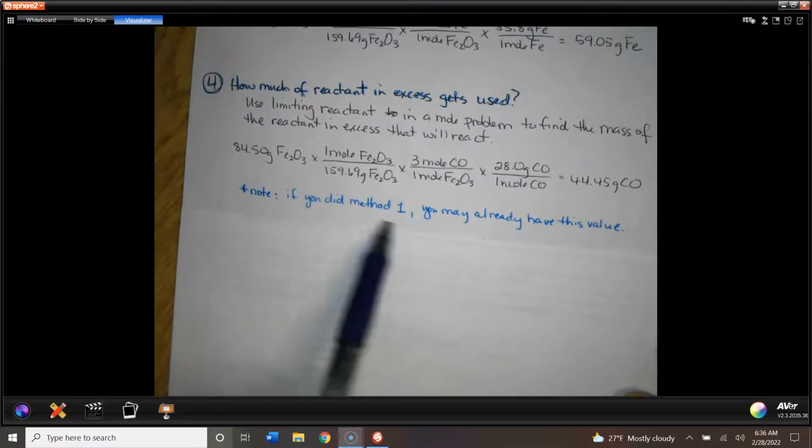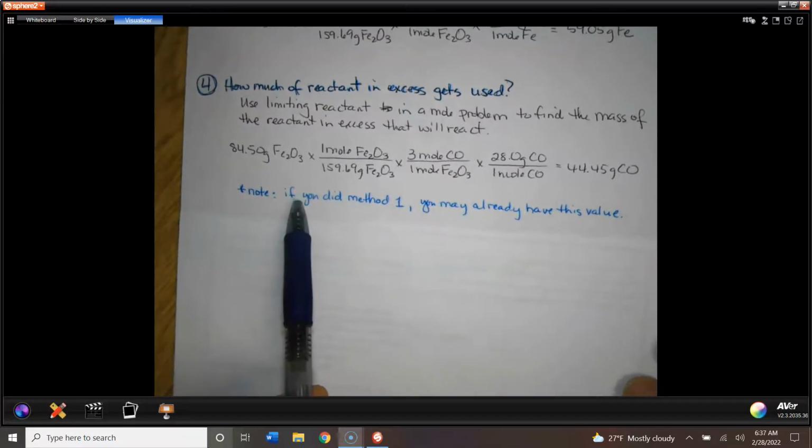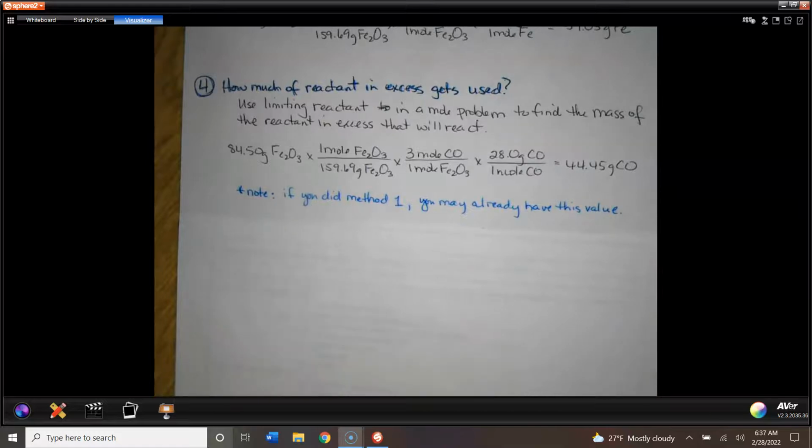And like I said, you might already have done this calculation if you're using method 1. So one way or another, hopefully, you don't have to do all of these mole problems. Hopefully you've answered a previous question at some point that lets you not have to do every mole problem that you see me have written down here.